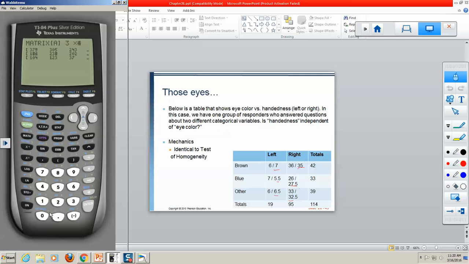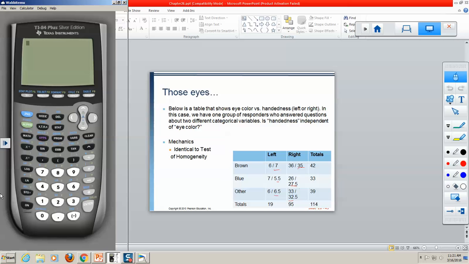So I'll show you that when it comes up. This is a 3 by 2 matrix. Remember, it's rows by columns. This is 6, 36, 7, 26, 6, and 33. Okay, so that's my matrix. Hit second quit to get out of there. Again, remember, my matrix that I just created for the observed values is A. This was a matrix from a different problem, but I don't need to change it.